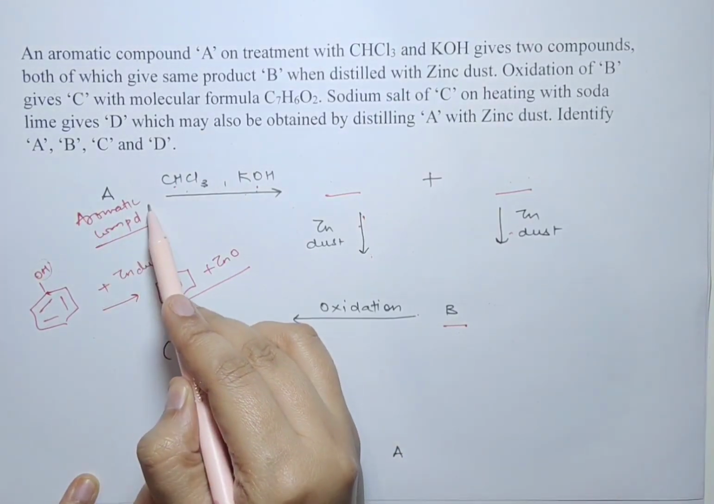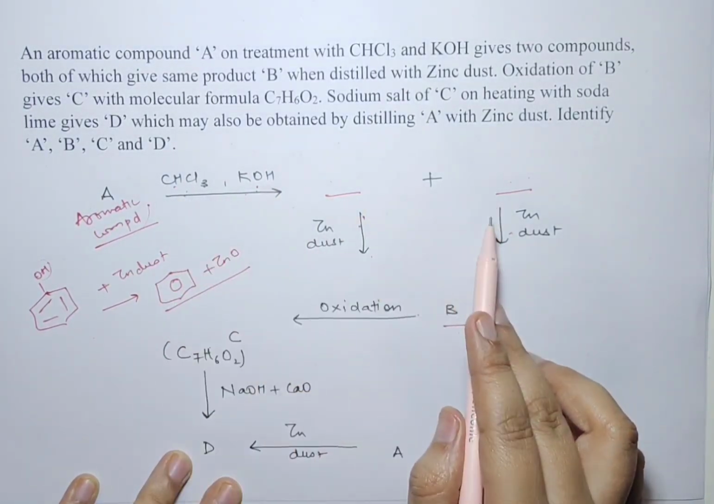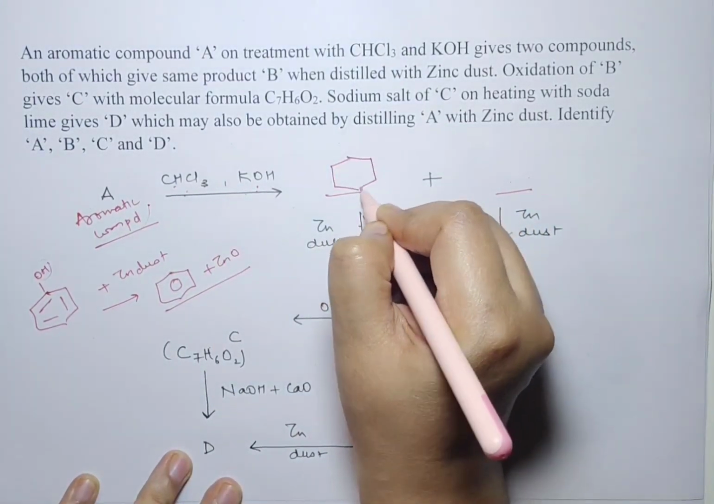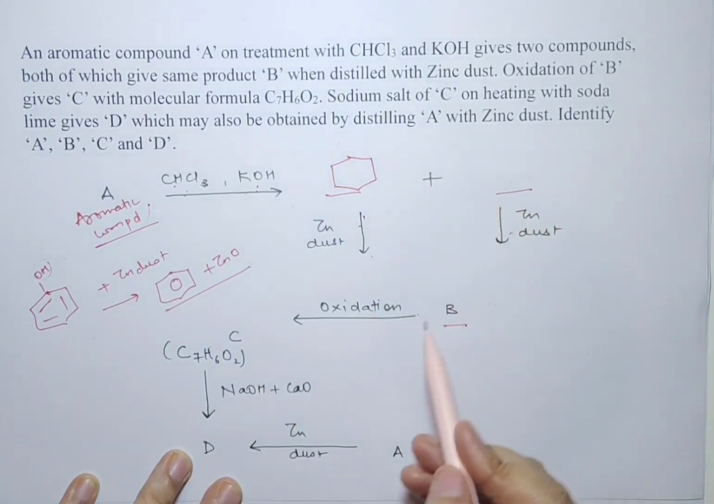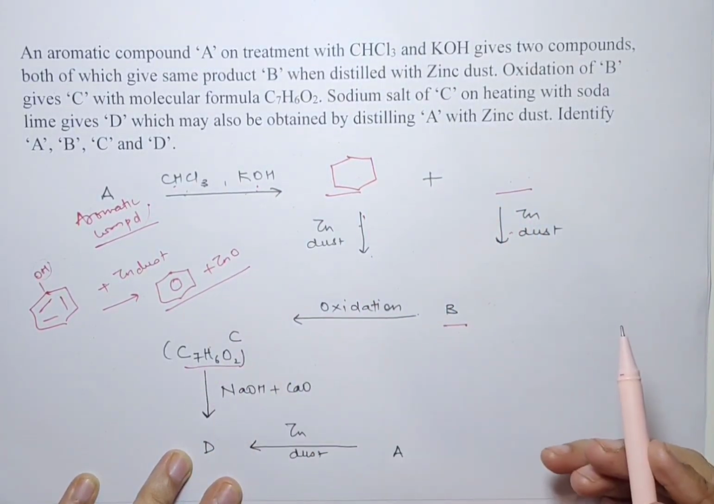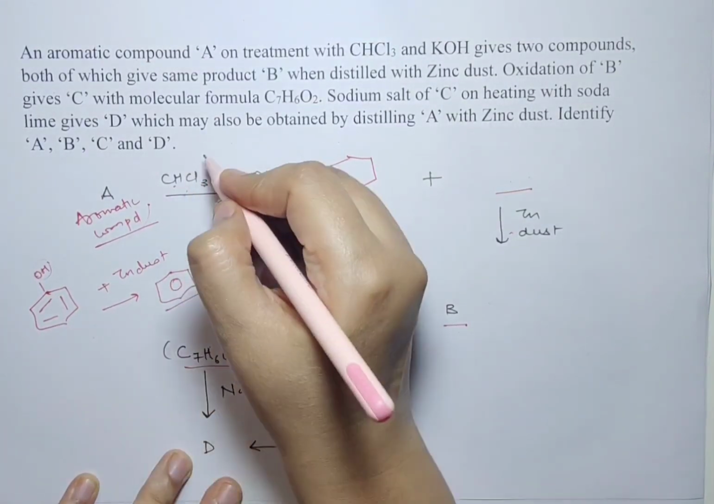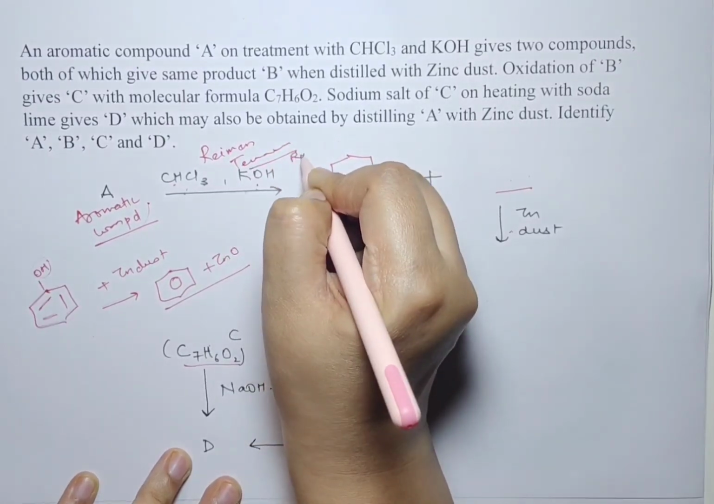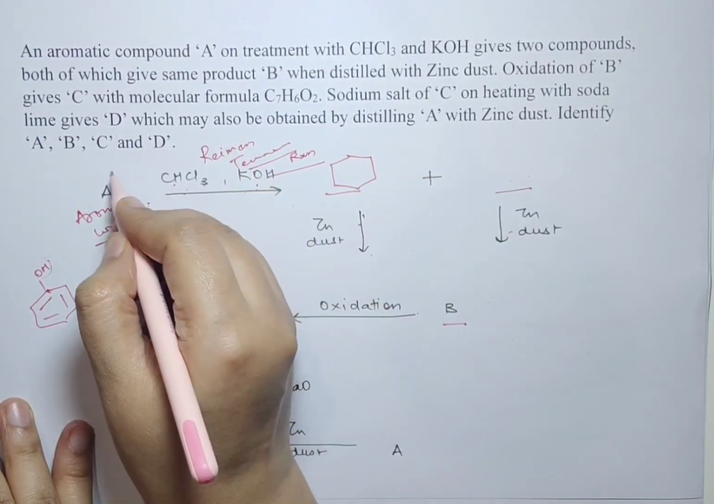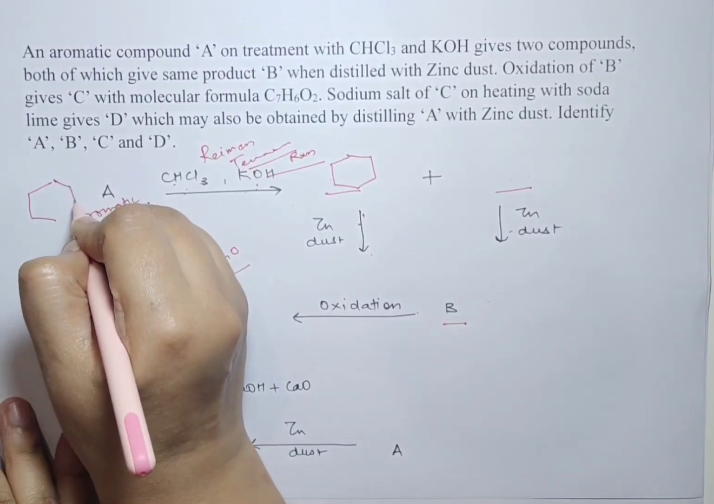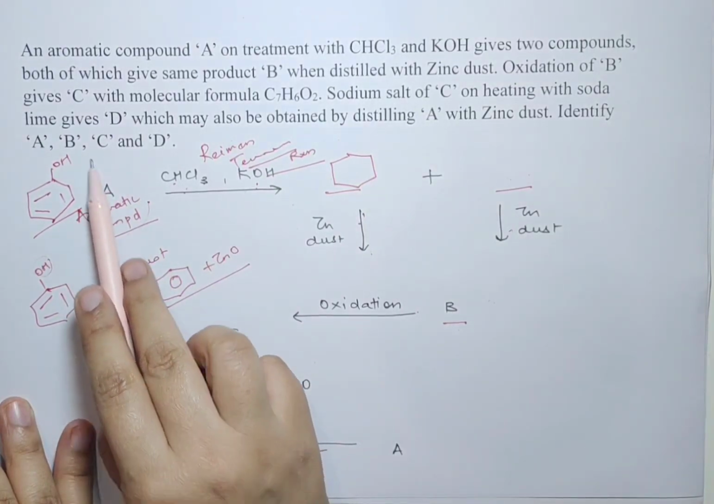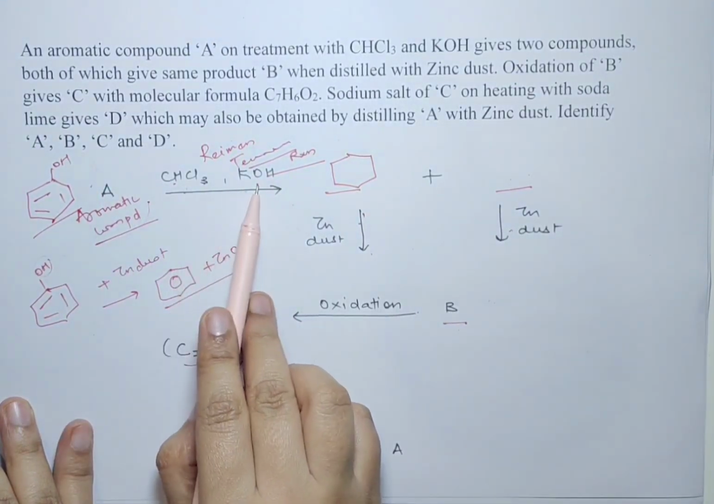This is our aromatic compound and it's giving us this. So that means this cannot be the carbylamine reaction, because ultimately we are not getting nitrogen anywhere. So this has to be the Reimer-Tiemann reaction. Reimer-Tiemann reaction means that our aromatic compound is phenol, because in the Reimer-Tiemann reaction, phenol when it reacts with CHCl3 and KOH gives us salicylaldehyde.